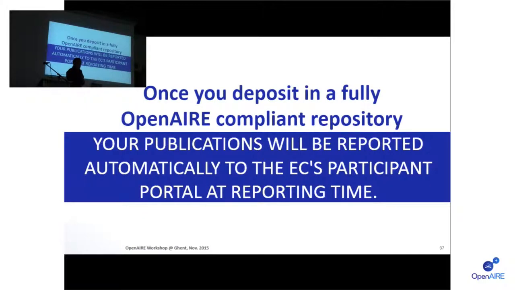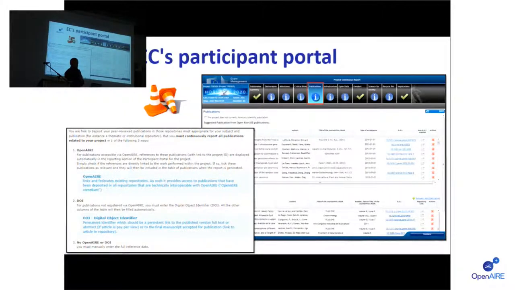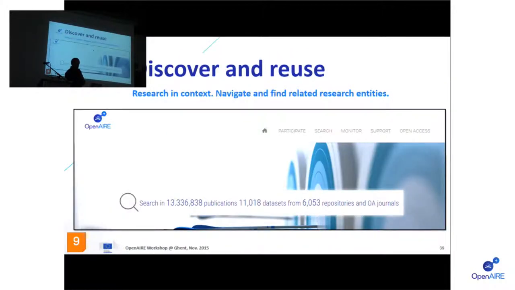And in the EC's participant portal, we will have, very soon, the reporting tool automatically using the list from OpenAIRE in the reporting. This is a better version of the EC reporting portal, where we have a tab specific for publications, and the OpenAIRE publications are listed there, and you can reuse them automatically, in a very easy way, to report these outputs from your project in the periodic reporting or the final report.